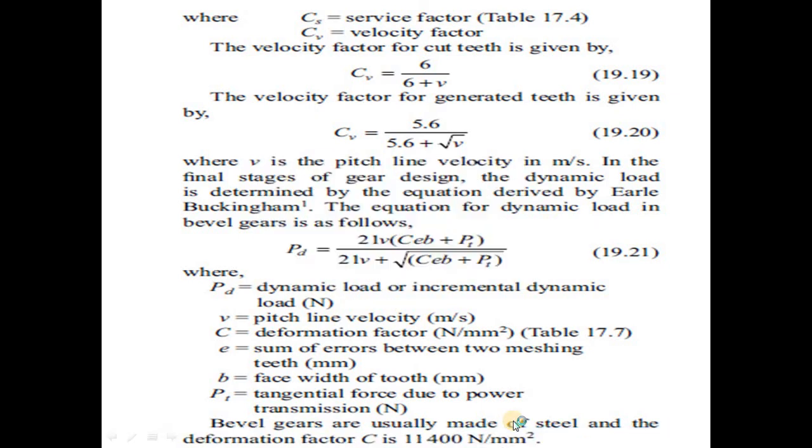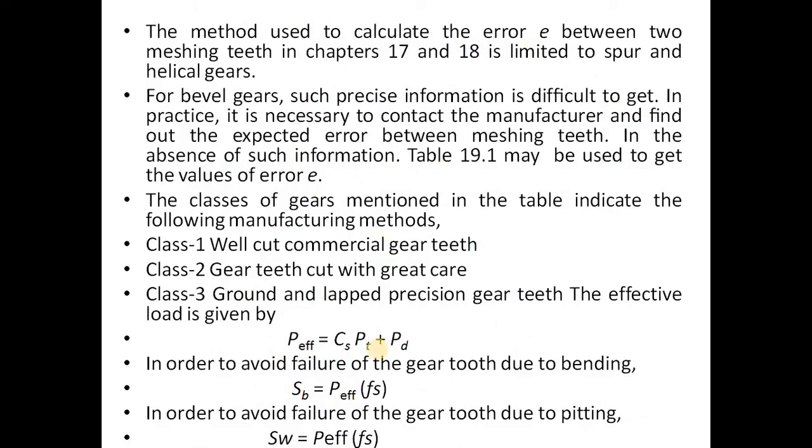For the bevel gear, which is usually made of steel, the deformation factor C is equal to 11,400 Newton per mm square. This is the standard value for steel material, and you can put that value in and find the equation. Then put that PD value in P effective, CSPT plus PD, and you can check for failure using SB and SW. You can calculate the factor of safety, calculate SB, calculate the P effective, and compare those values, calculate the factor of safety, the given factor of safety, and the wear strength value. You can check all these values and decide whether the design is safe or not.